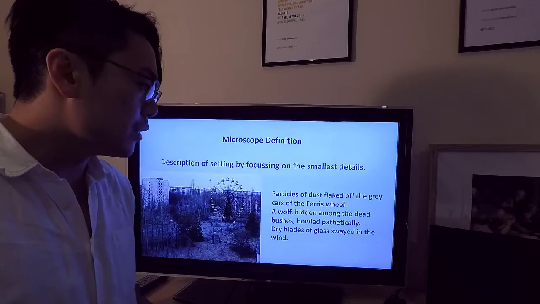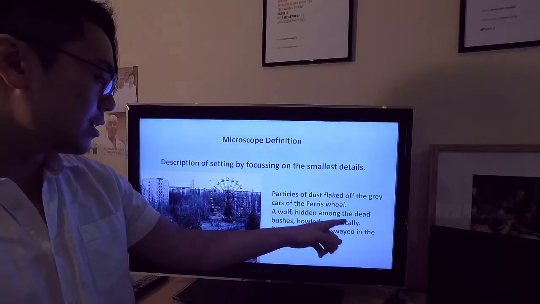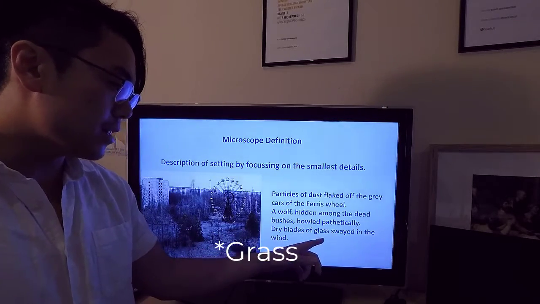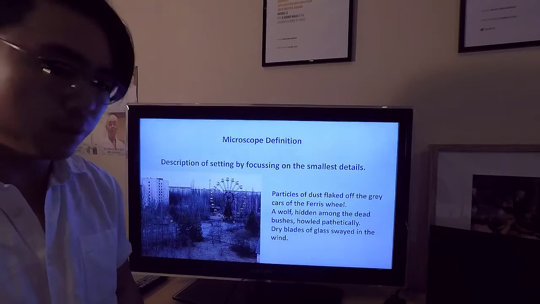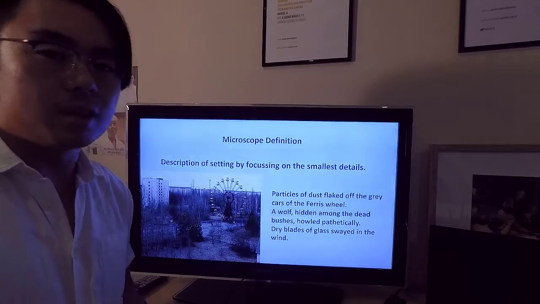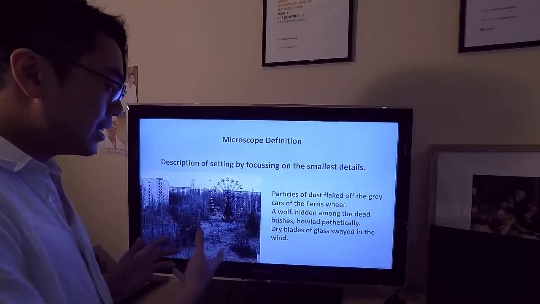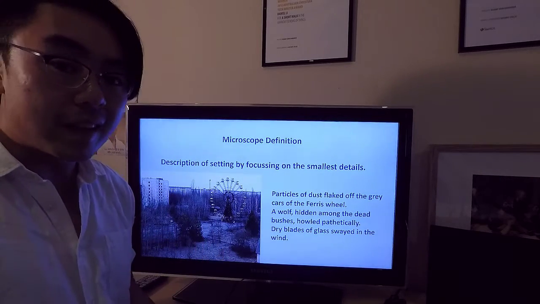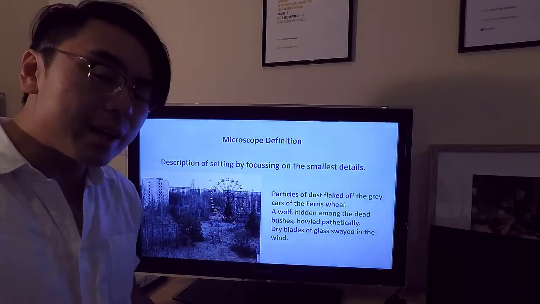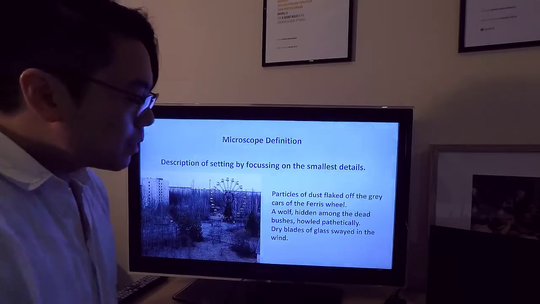Particles of dust flaked off the gray cars of the Ferris wheel. A wolf hidden among the dead bushes howled pathetically. Dry blades of glass swayed in the wind. In each of these, we can talk about a small object that we can then use to infer information about the image or about the setting. Instead of talking about how dirty and dusty and gray it was, we can talk about the particles of dust, a small piece of description. Here I'm talking about a wolf.